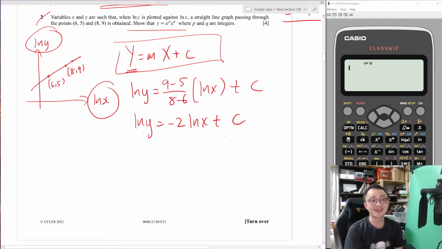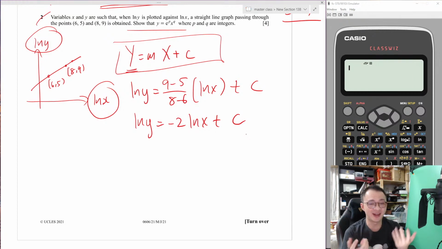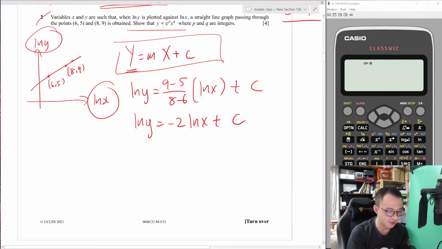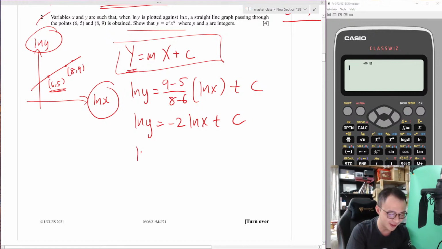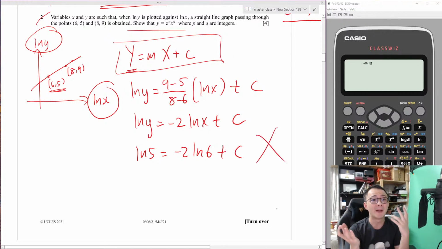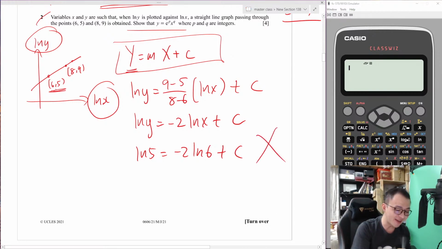So how am I going to get c? It's very easy. I can just substitute either 6, 5 or 8, 9 into this equation, then I can get the c value. So I substitute 6, 5. But here you must be very careful, because some students make this mistake. Let me demonstrate what the student will do. They'll say, oh sir, this is ln 5 equals -2 ln 6 plus c. Then you got it wrong, because the 6 and 5 are not x or y values.